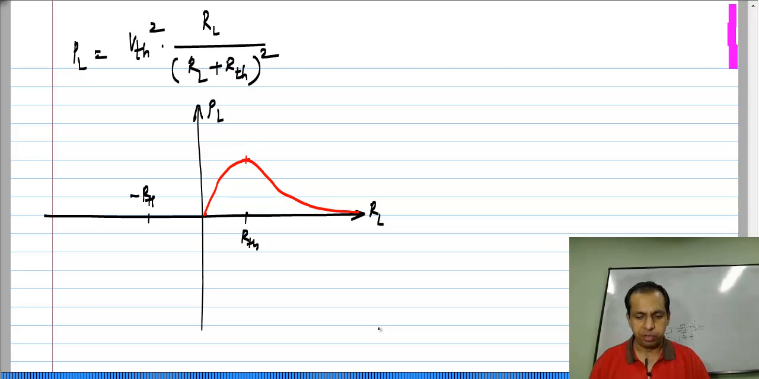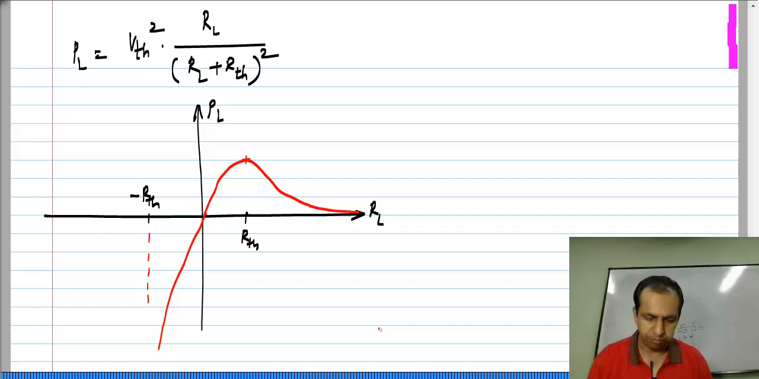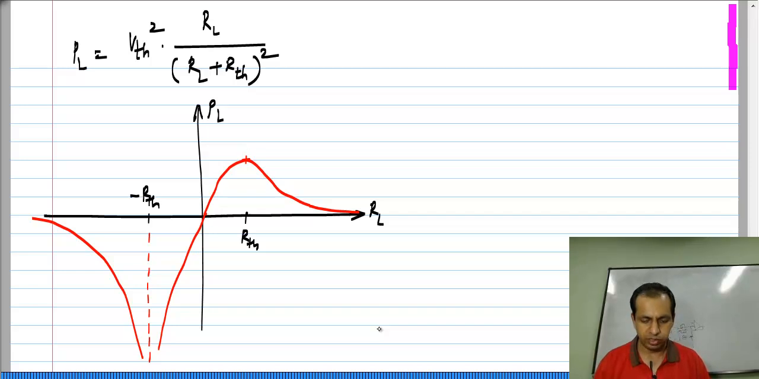Now, if you allowed RL to be negative, what happens is that when RL equals minus RTH, you have a short circuit across the voltage source. The series combination gives you 0 resistance. Okay, so that gives you the maximum possible current, that is infinite current through RL. Okay, and in fact RL will be delivering power instead of absorbing power, and the power actually goes to infinity when RL equals minus RTH. When it becomes more negative than minus RTH, it again comes back to 0.